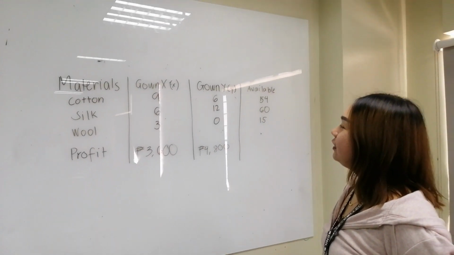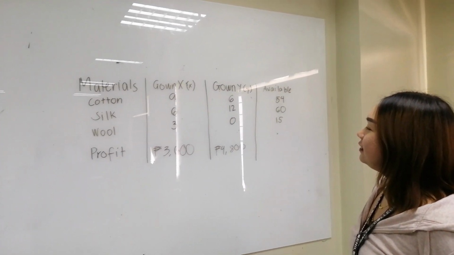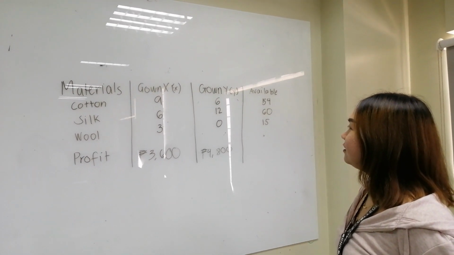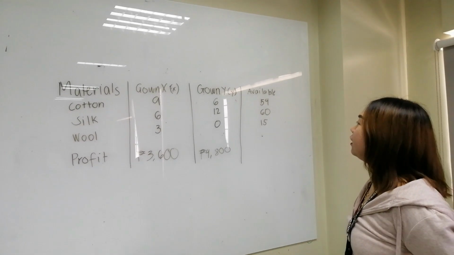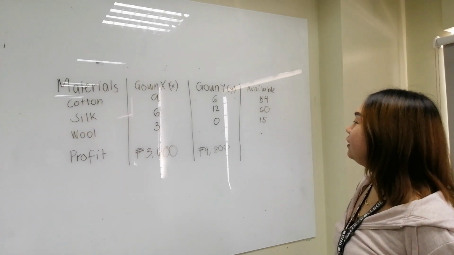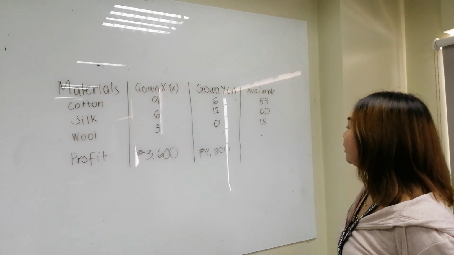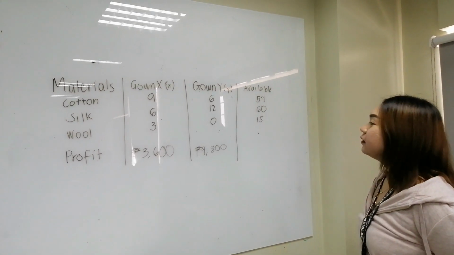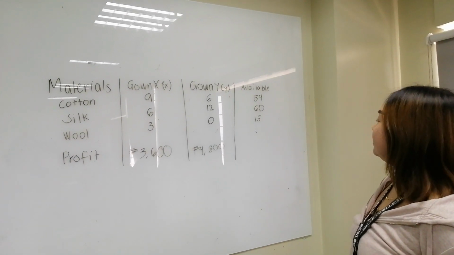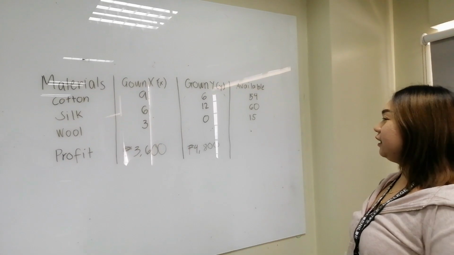X: cotton is 9, silk is 6, wool is 3. Profit 3,600. For gown Y, cotton is 6, silk is 12, wool is 0. Profit 4,800. Available: cotton is 54, silk is 60, wool is 15.